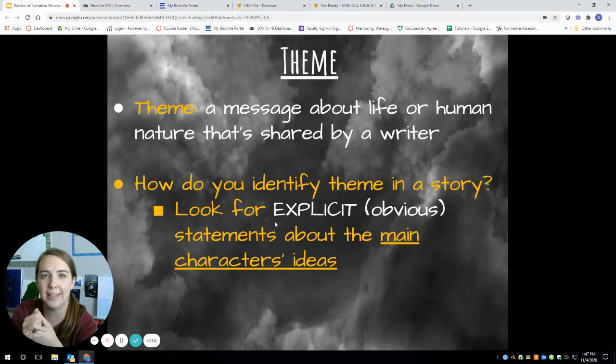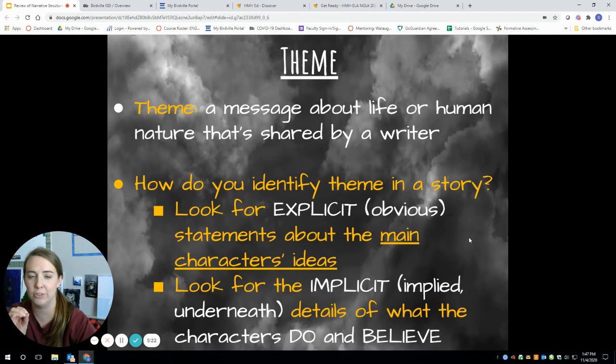The other one is the idea that Te Fiti's heart got taken out from her, but even though it was taken out from her and it was out there, Te Fiti still knows who she is. And that's what Moana sings to her. She says, "You know who you are." So those are explicit statements about the main character's ideas.